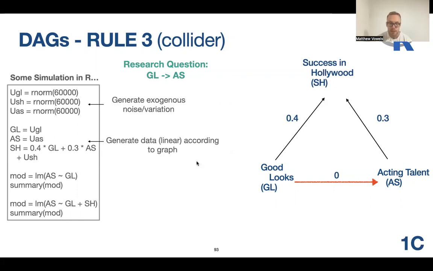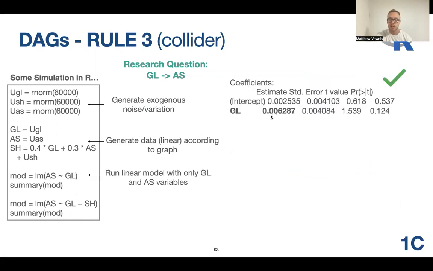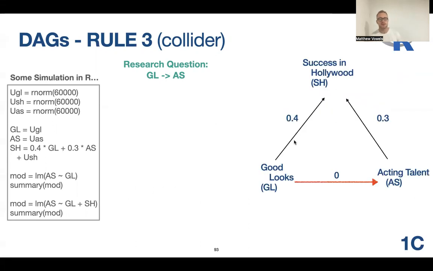Now we're going to run some models. The first thing that you might do is just include, for instance, acting talent and good looks. So the outcome variable is acting talent, and the predictor is good looks. If you run this model, you actually get the correct result, that the effect of good looks on acting talent is 0. It's non-significant. Fantastic. But it's quite common in research to include more control variables rather than less. So if you want to err on the safe side, the general philosophy seems to be that we should include more variables just to make sure we're controlling for everything we should be. But in this case, it will give you the wrong result.